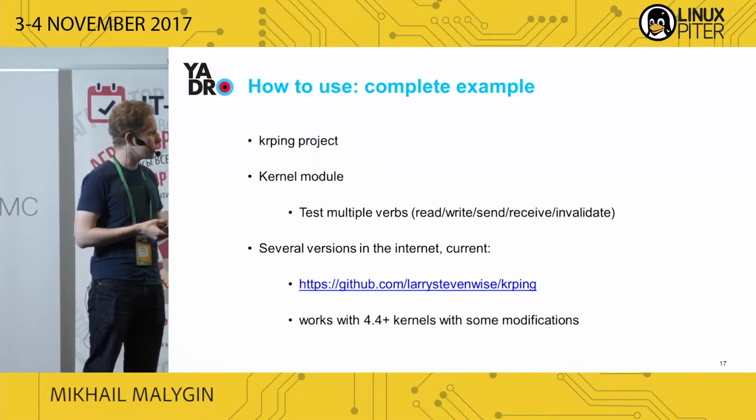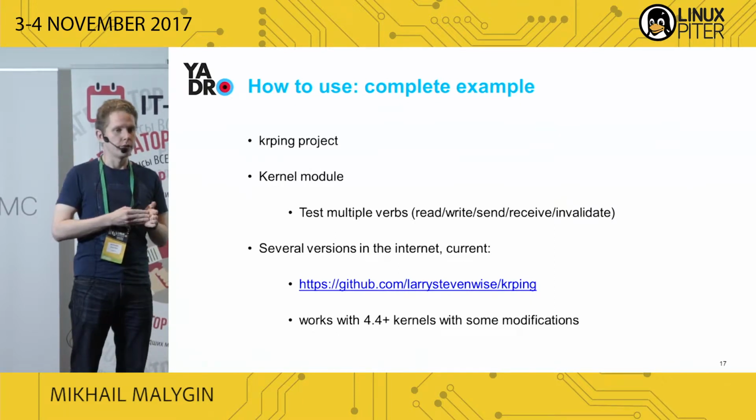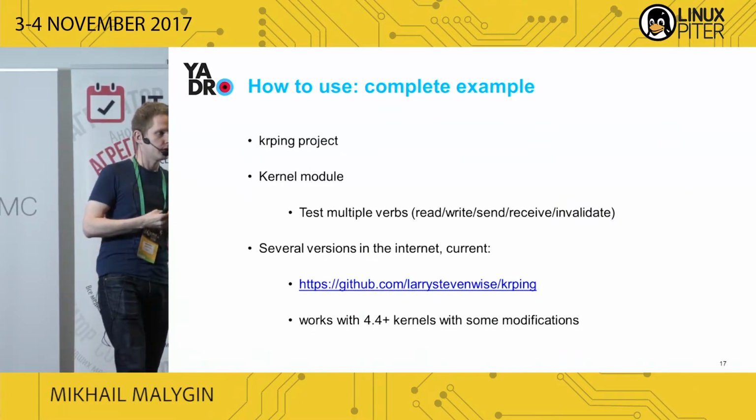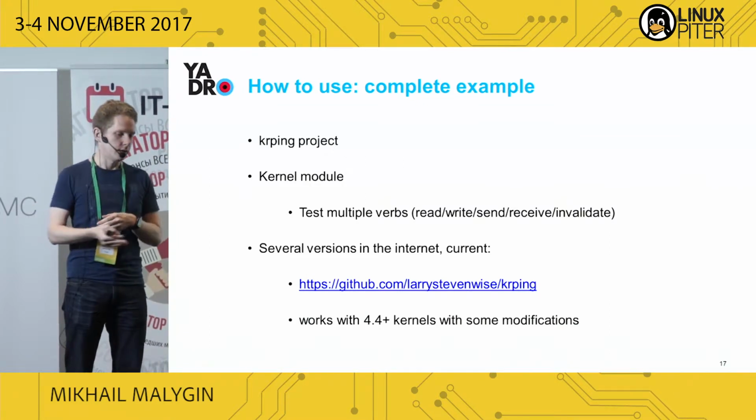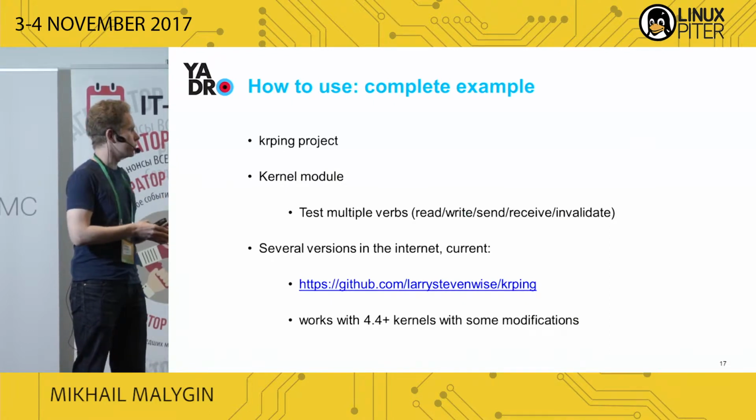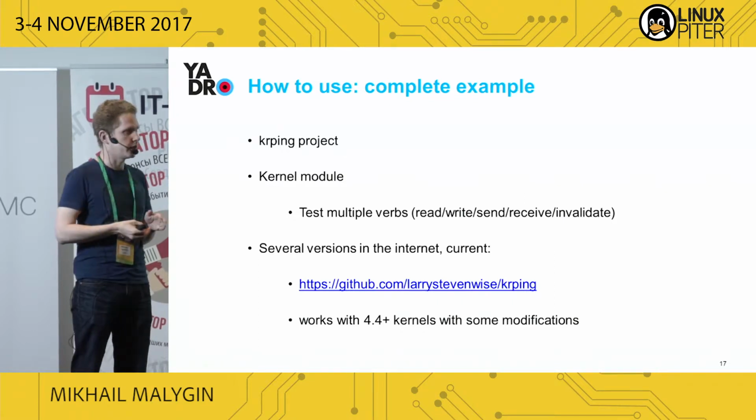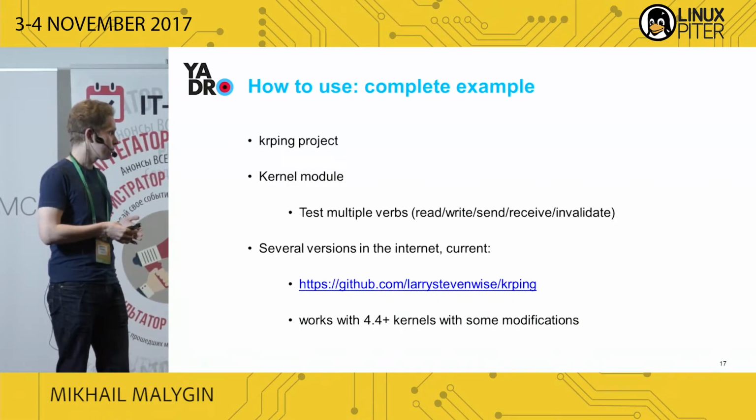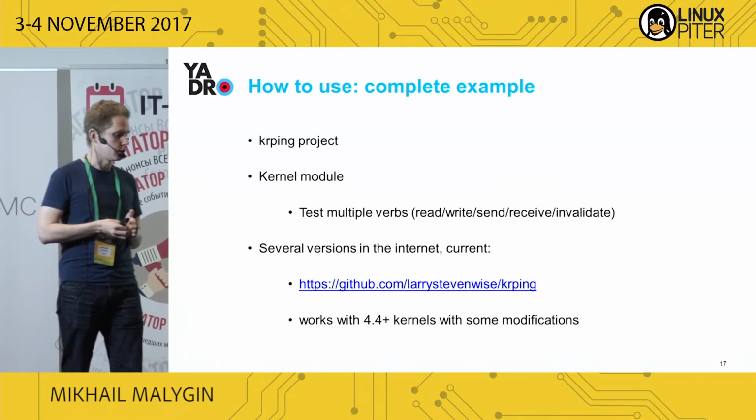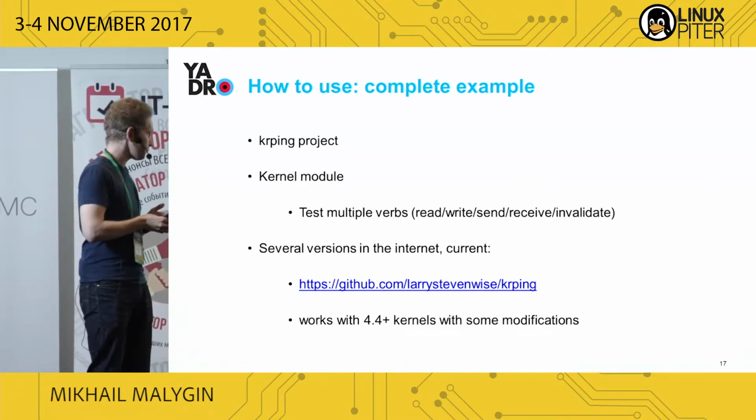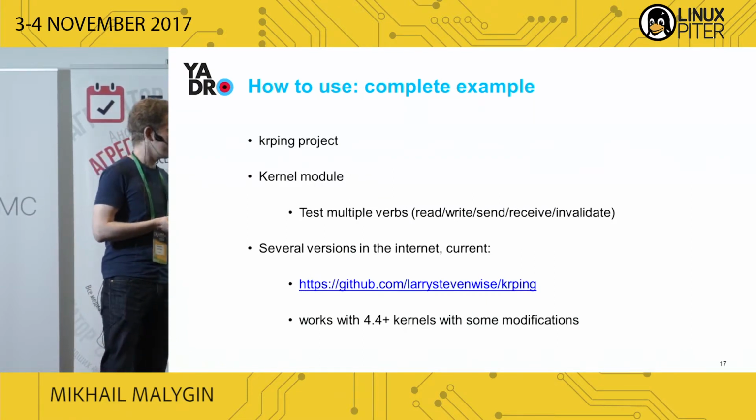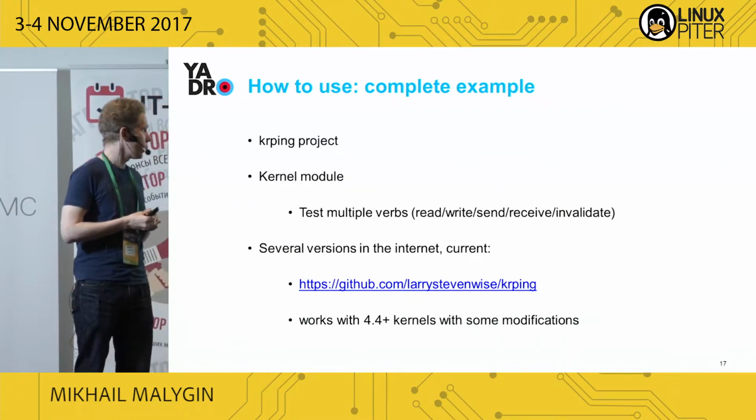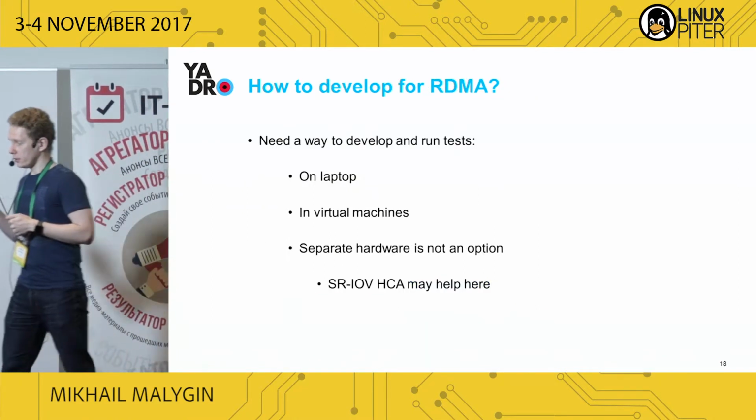So Carpin was the base project. Here you can find the last version with the full description, how to establish connection, how to send data, how to read data, invalid memory regions, and so on. So this is a kernel module which can do all this. This is a good example of API usage in the kernel. It works with 4.4, which is good.